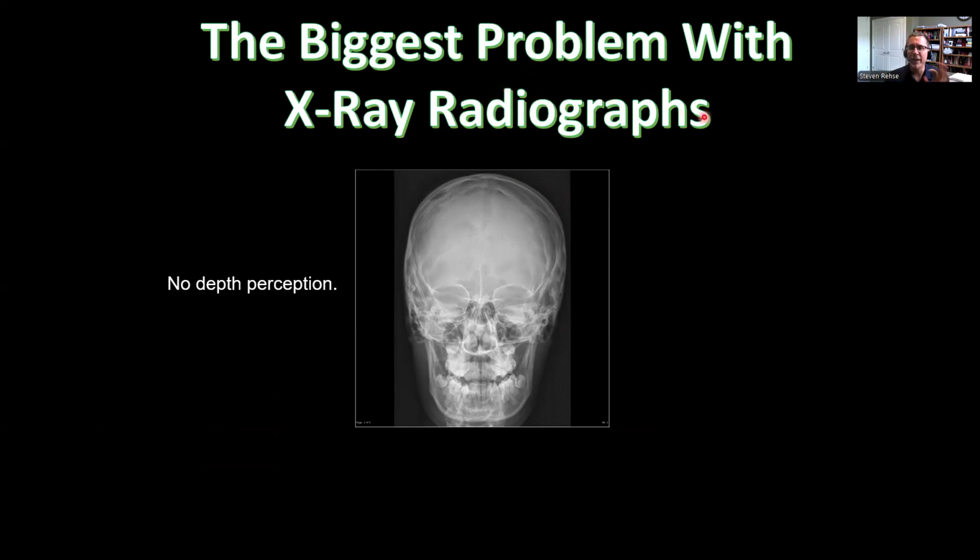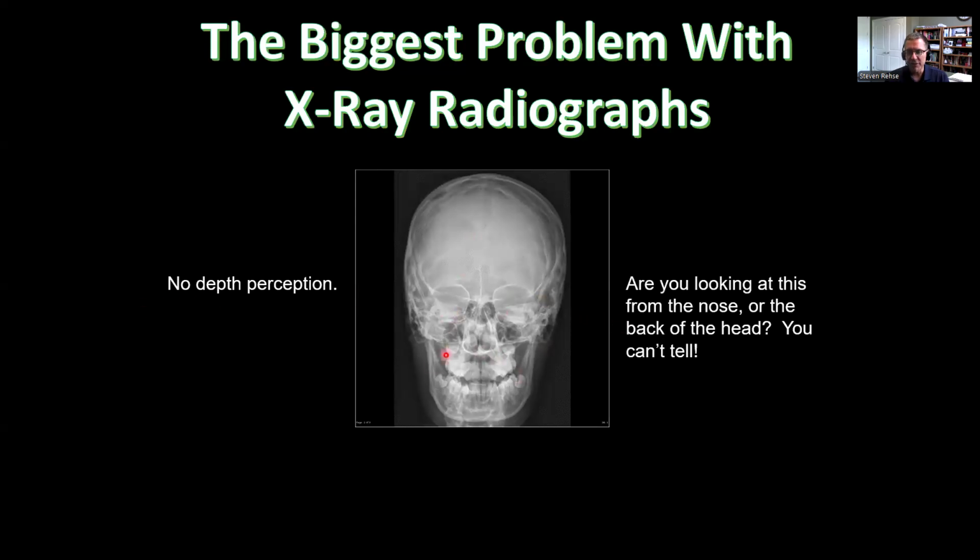As useful as they are, they have one big flaw, and the problem with that is there's actually no depth perception. So take a look at this X-ray of a human head. What I mean by that is as you look at this X-ray radiograph of the skull, let me ask you, are you looking at this from the nose that is in this image of the X-ray? Is the nose pointing out at us? Or are we looking at this radiograph from the back of the head and the nose is on the other side of the image? You can't tell from this image. There is no three-dimensional information in this image at all.